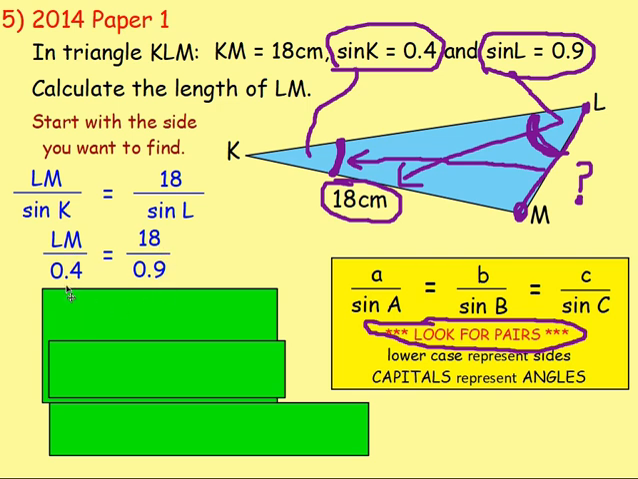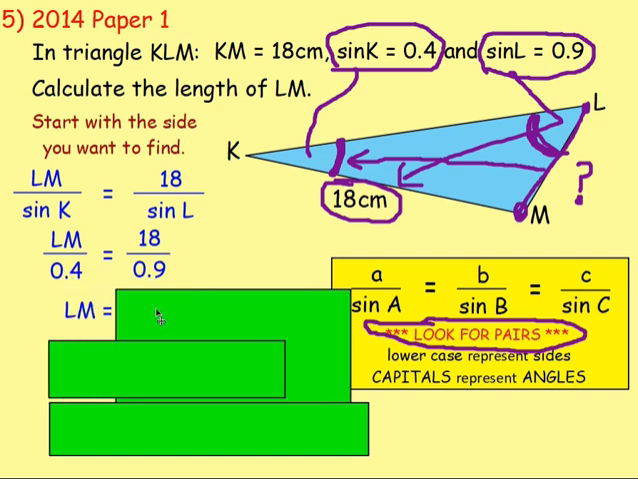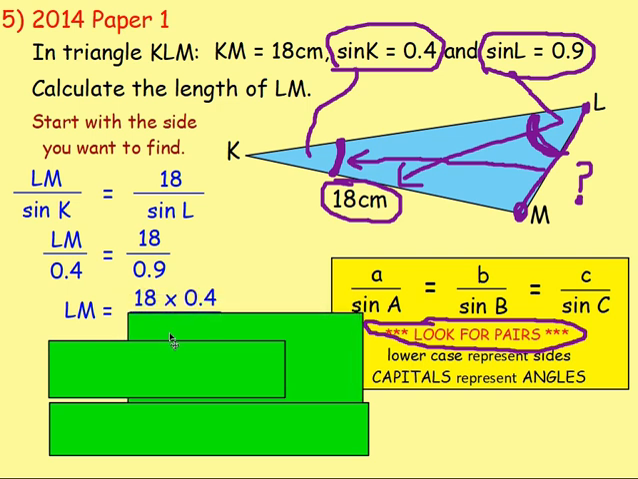To get LM just on its own, you have to get rid of divide by 0.4. How do you get rid of divide by 0.4? Times by 0.4. Good, so you multiply both sides by 0.4. So LM will equal the 18 times 0.4, if you multiply by it just goes on the top, and you divide by 0.9. Again, notice the 18 is on the top, 0.9 is on the bottom. They are not changing. You just put in the times by 0.4 on the top. You have to work that out without a calculator.